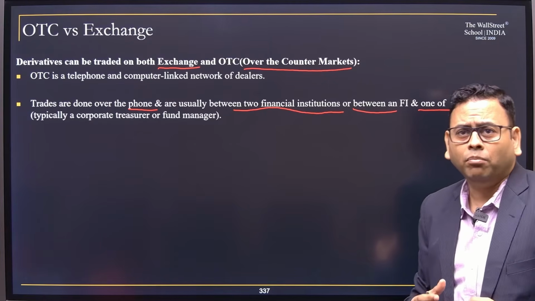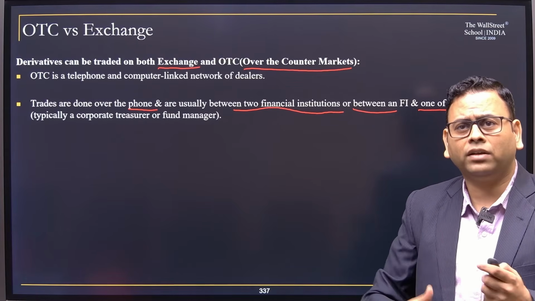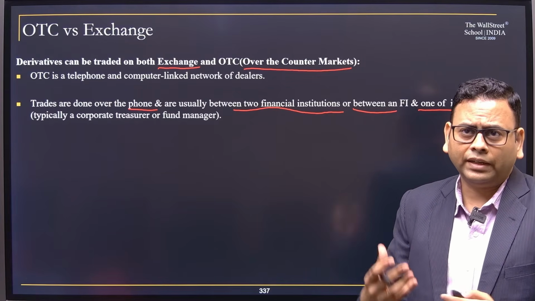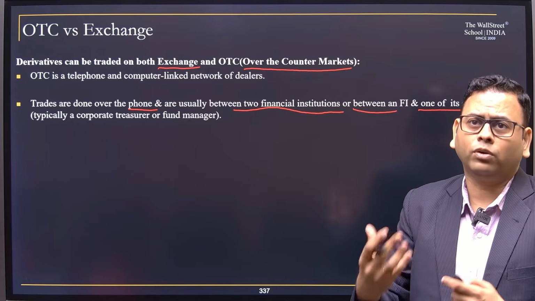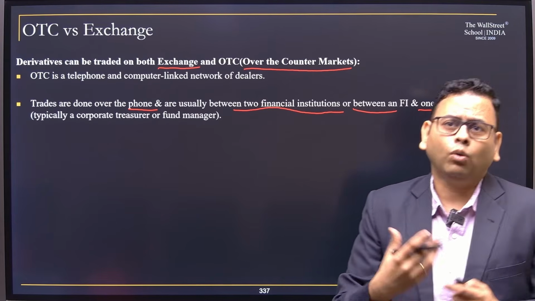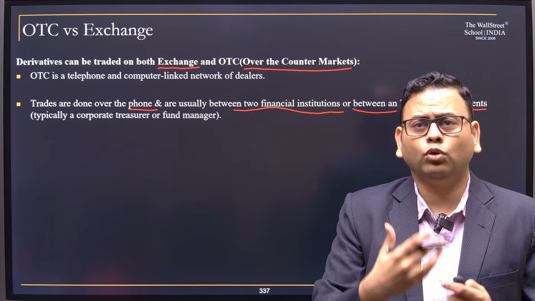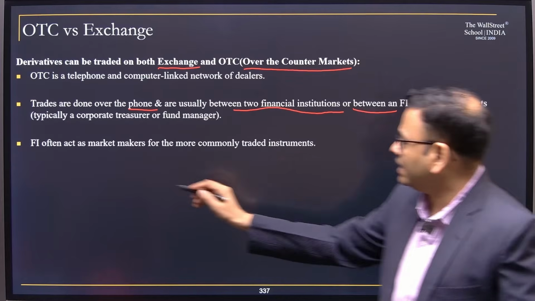For example, let us say Microsoft wants to enter into a futures contract. So, it might call up JP Morgan that it wants to get into a big forward contract, not futures, it is a forward contract. A forward contract is typically an OTC product wherein you know whom you are connecting with, you know whom you are trading with. FI acts as a market maker.